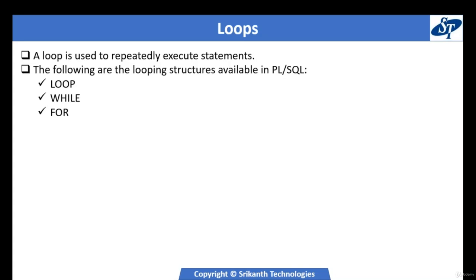Loop is the first and foremost. Loop is a means to execute statements repeatedly and indefinitely by default. While is executing statements as long as the given condition is true. For is repeatedly executing statements from the given value to the given value. It ranges a value from a given lower range to an upper range.